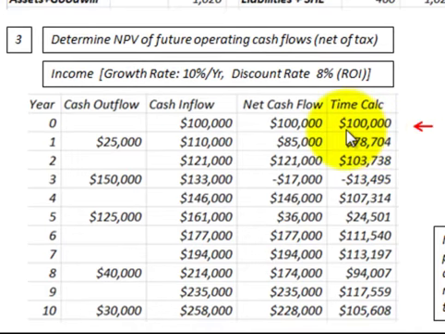So when we sum all of our net cash flows and discount them back, in this case it was a discount rate of 8%. That was what we required on this investment. They have to generate an 8% return for our investment.